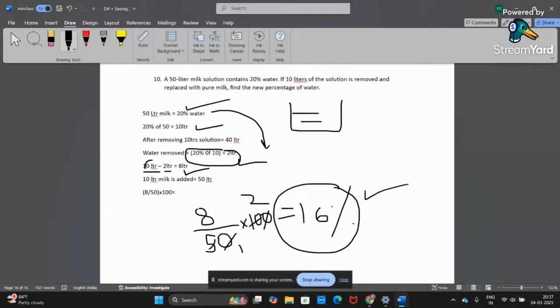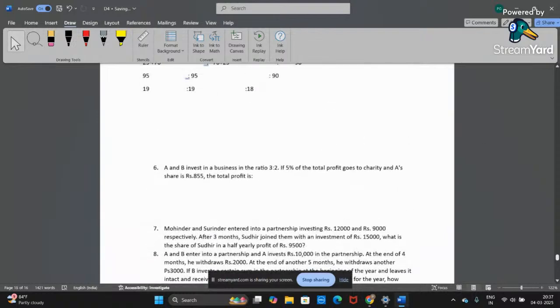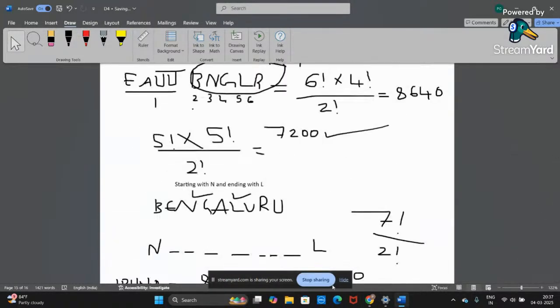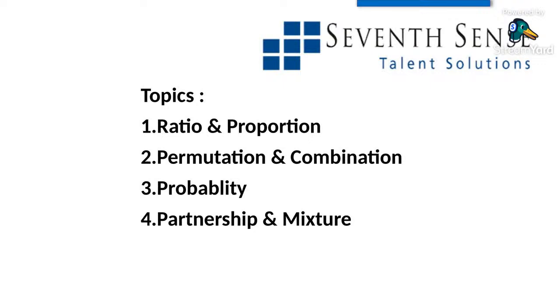Okay, today we have completed. What are the topics we have completed today? We have completed ratio and proportion, permutation and combination, probability, partnership and mixture, right? These are the 4 topics we have completed.